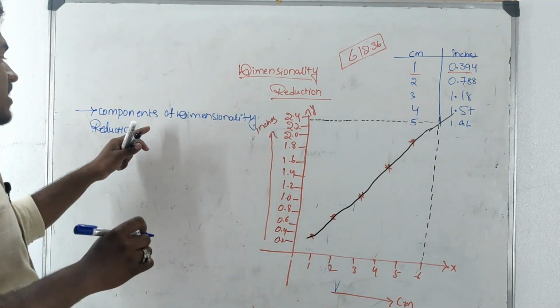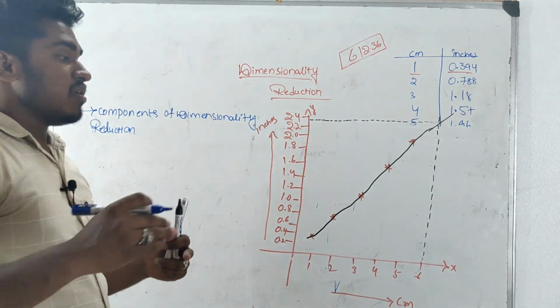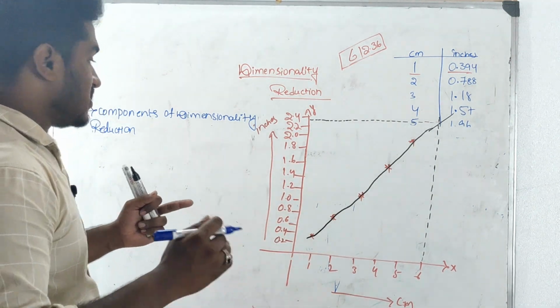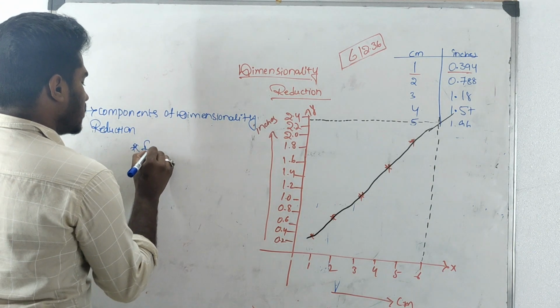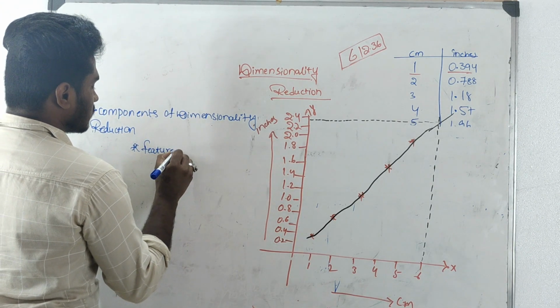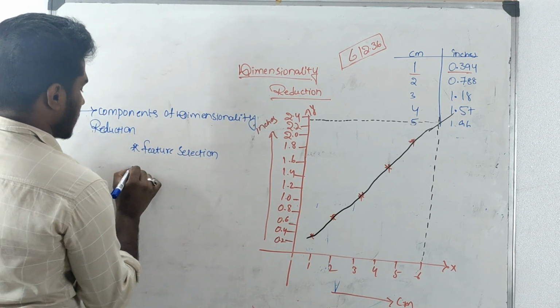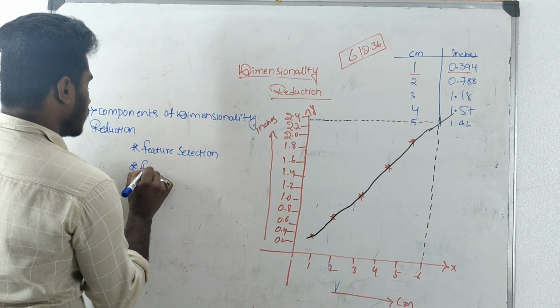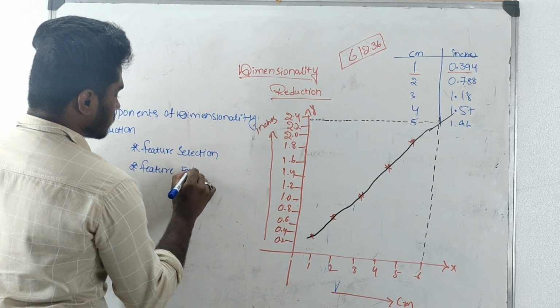So the components of dimensionality reduction are mainly categorized into two. Those are feature selection and feature extraction.